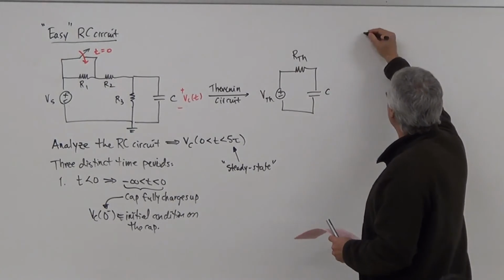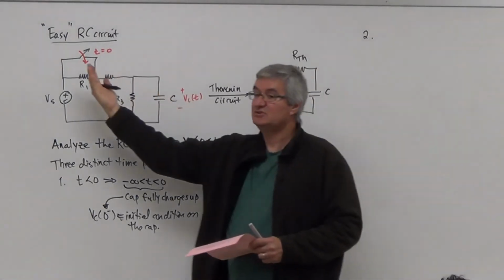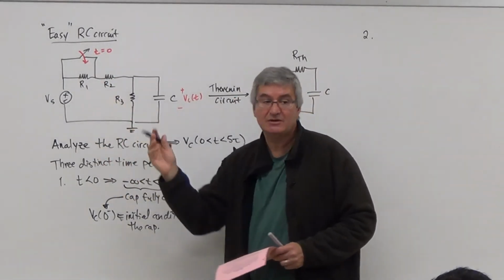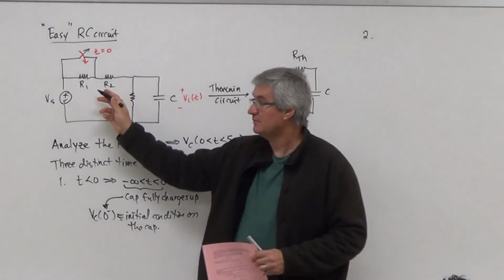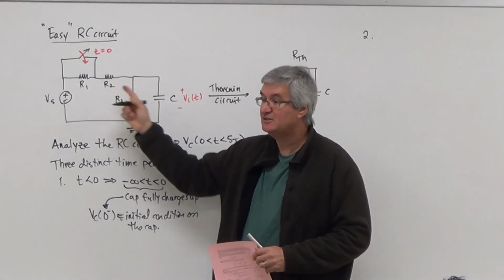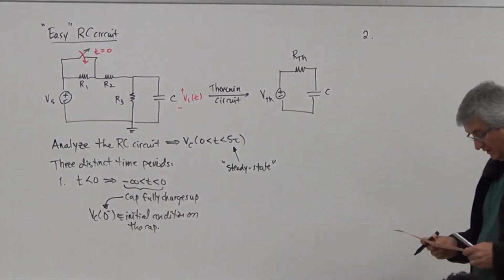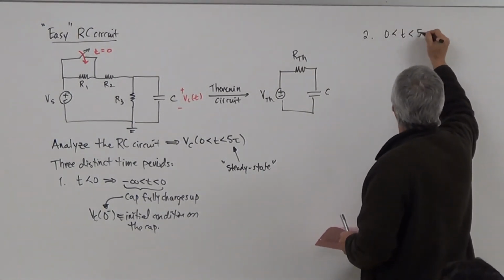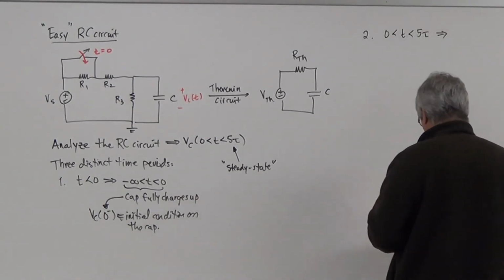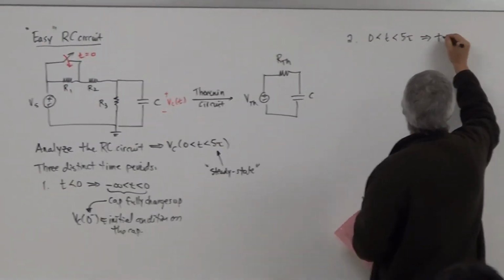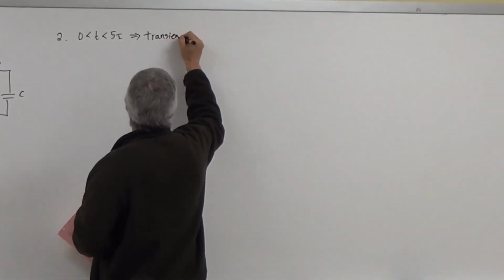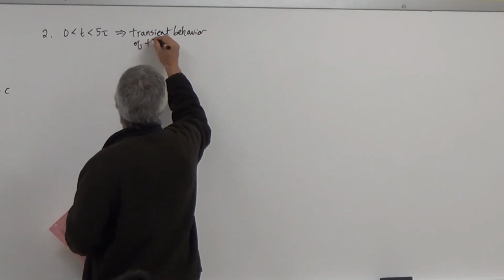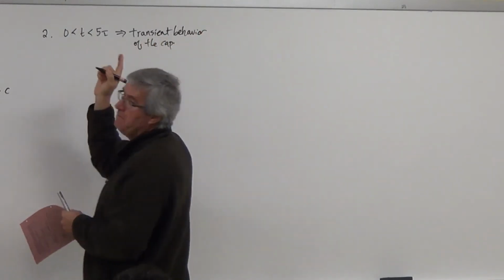Then the second period is that the switch is thrown. And when you see this switch being thrown, note that it's now a different circuit. It may look similar, but it's a different circuit. Because it's a different circuit, we treat it differently. So what we're looking at now is this time, and this time is what we typically call the transient behavior of the cap. And this is what we're most interested in.